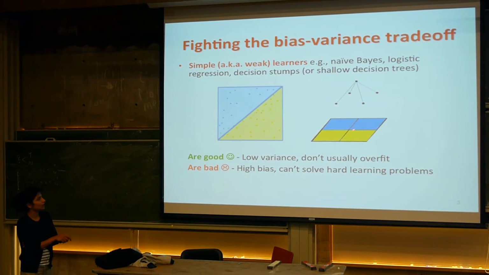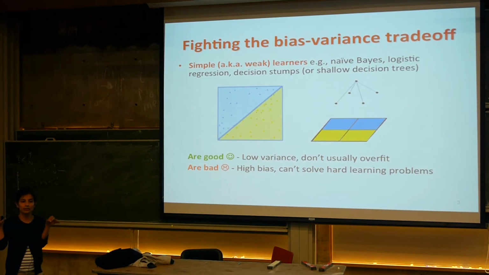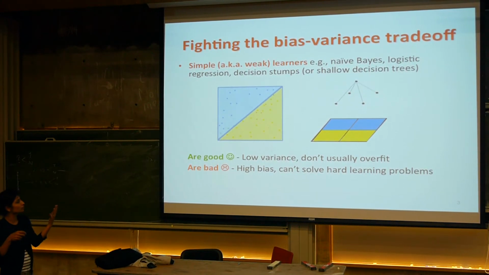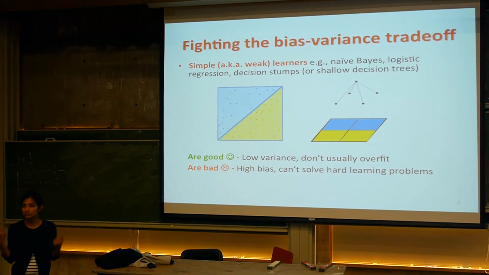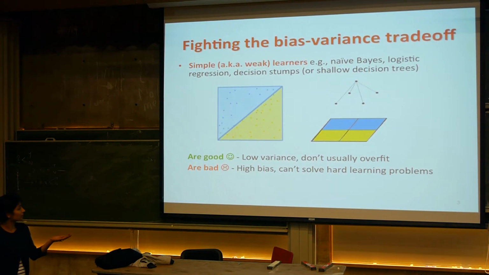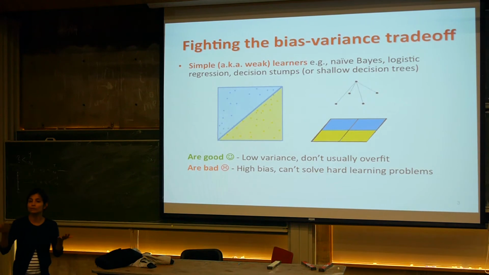For example, just a line, or maybe if you think about decision trees with just one split along each feature allowed, they are very, very simple rules. They don't usually overfit, but they tend to have high bias, right? So can we somehow combine many of them together to improve on their bias while still using the fact that each of them has low variance, somehow do a better bias-variance trade-off?